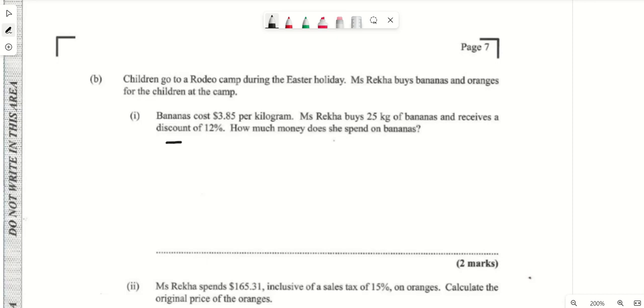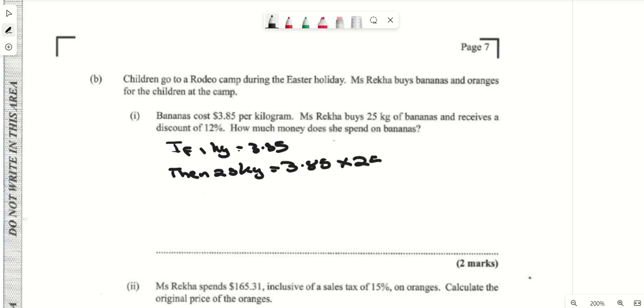First off, we know if 1 kg is equal to $3.85, then 25 kgs would be 3.85 multiplied by 25. Use the calculator, guys, for these questions. The calculator is a friend. 3.85 multiplied by 25. When you do it, you're going to get $96.25. And this is before discount. Now, how much money does she spend on bananas?